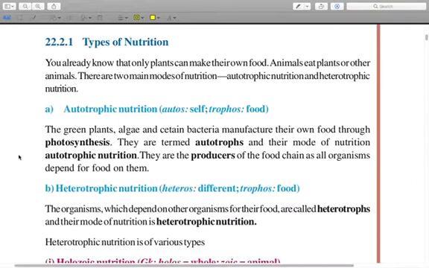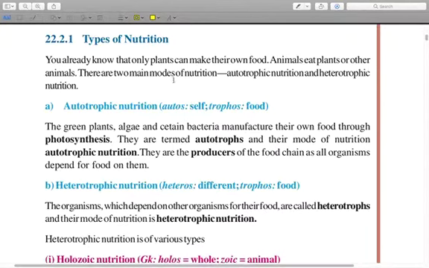Okay. So there are two main modes of nutrition. One is autotrophic nutrition and the other is heterotrophic nutrition. You have to remember this. When asked what are the two types of nutrition, you have to tell: one is autotrophic nutrition and another one is heterotrophic nutrition. What are these? We'll see inshallah.